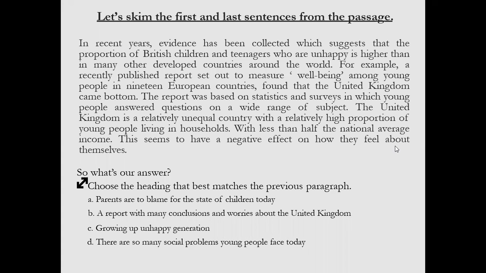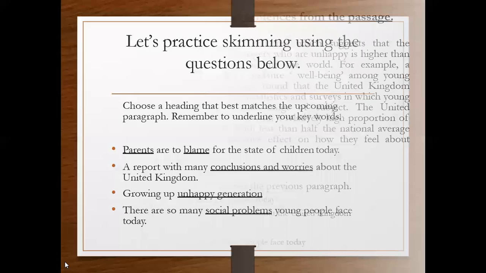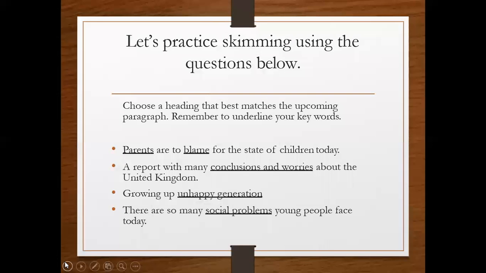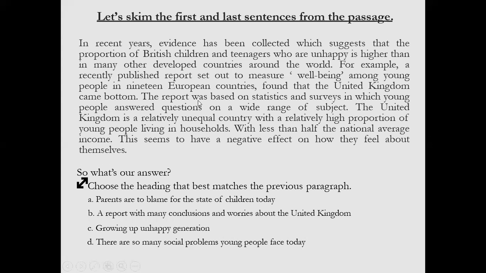Okay. Now, what's your answer? What do you think? Let's go back. What were the keywords? What was the task? Choose a heading that best matches the upcoming paragraph. All right, and remember to underline. Out of these four options, what do you think is the best heading and the best title for this paragraph? Growing up unhappy generation. Okay, do you think that there is the possibility of any other options?